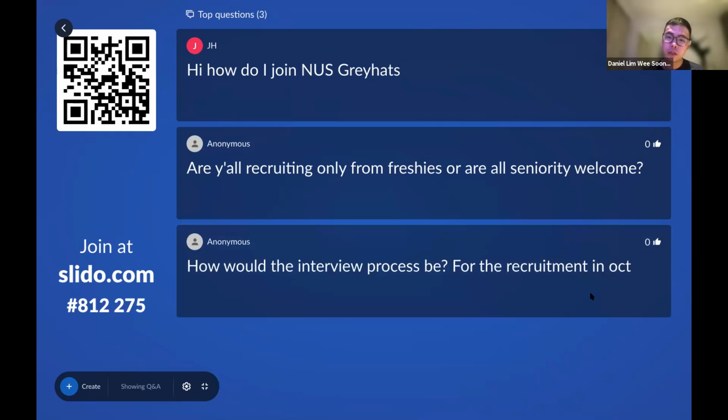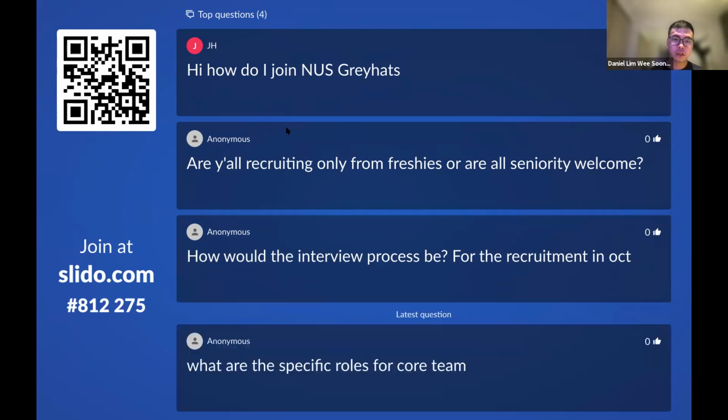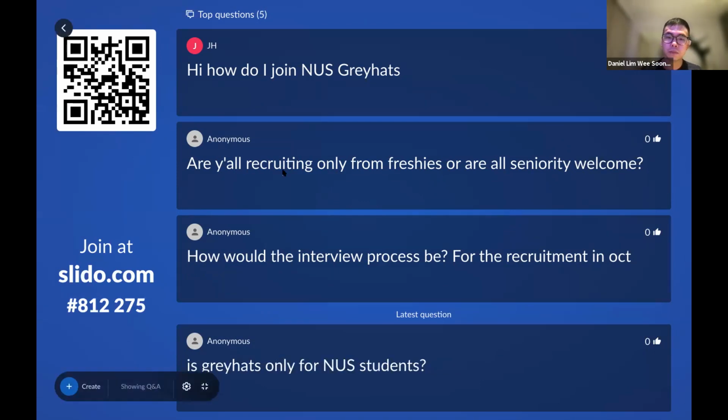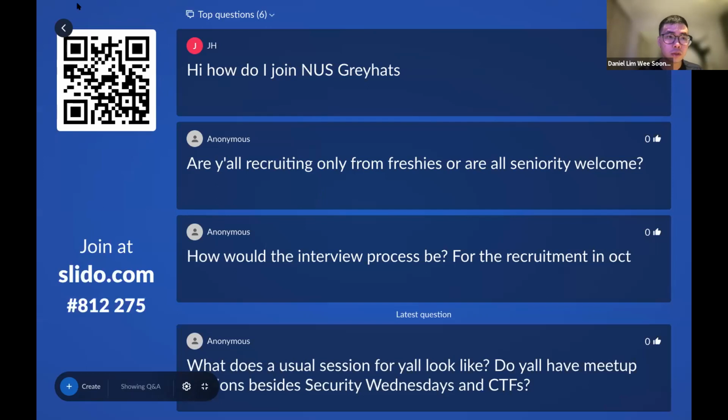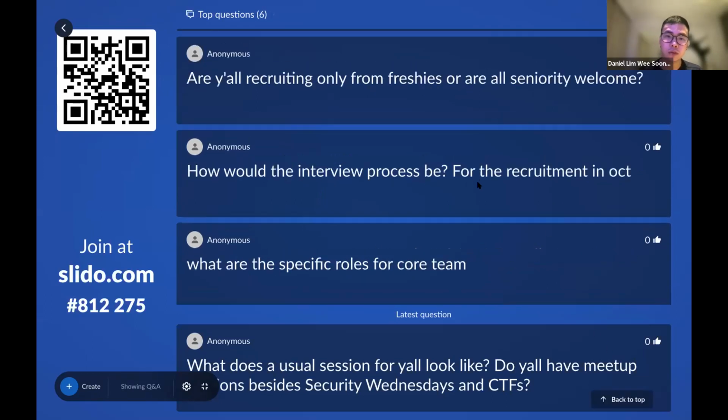How would the interview process be? We haven't decided on that yet, but based on previous years, we will have an application form first for people to tell us more about them. And then we'll shortlist some people for interview. And during the interview, it's mainly to get to know you better, so to see whether you are a good fit for Greyhats core team or whether we are what you really are looking for.